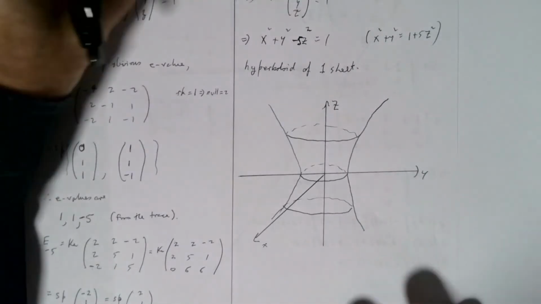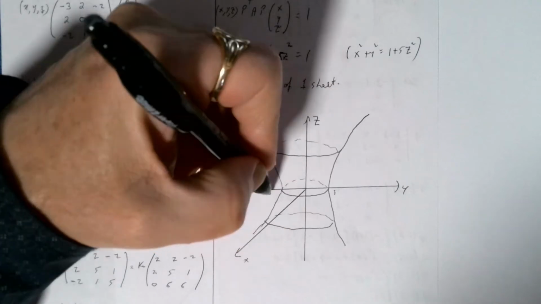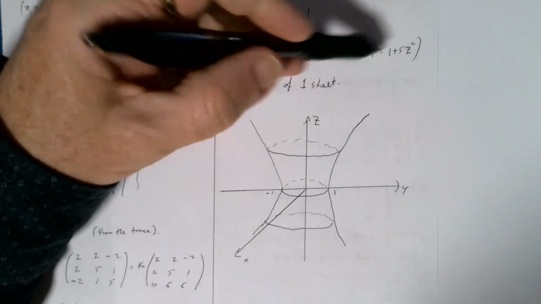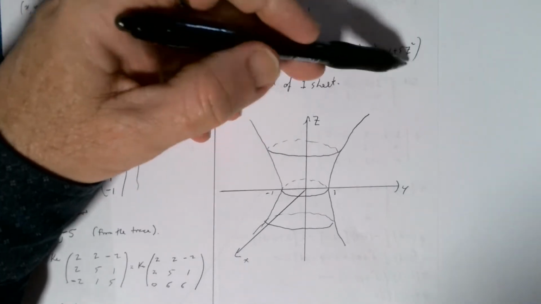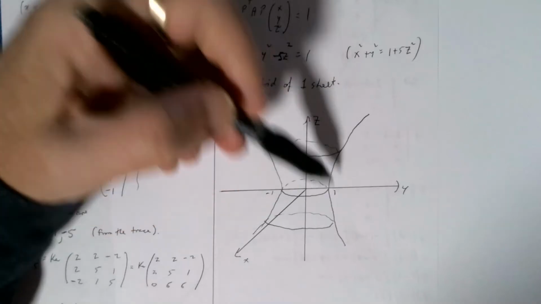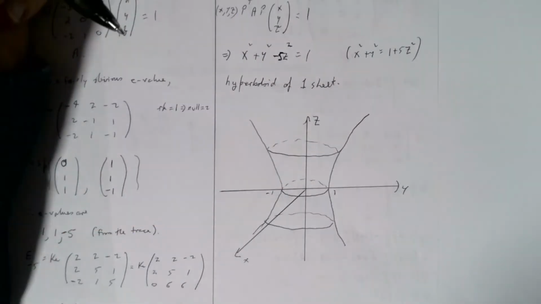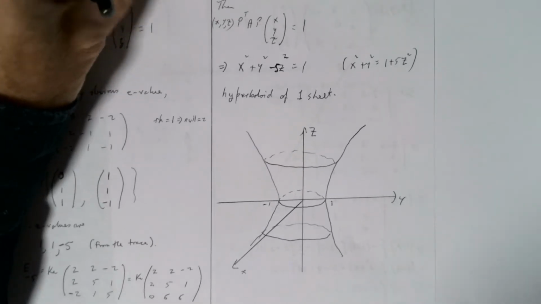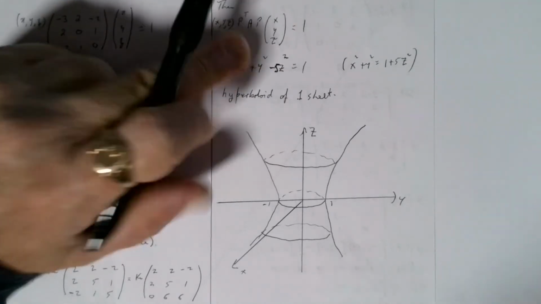And then if z equals 0, we're going to get a circle of radius 1 down in the xy plane, and as z gets bigger, every cross-section is going to be a circle, but the radii of these circles are getting bigger, so I get these concentric circles coming up. That's all the cross-sections. And finally, if I put x to be 0, I get y squared minus 5z squared is 1, which is a hyperbola.